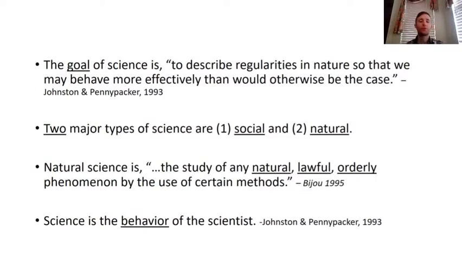So by now you should have inferred that in behavior analysis we don't study things like IQ, depression, personality, greed, the mind, things like that, because we are only interested in describing regularities in nature. That is, understanding observable physical events that occur in the natural world. And we do that not only because it's important to understand how behavior works, but also if we can describe regularities in nature, then to behave more effectively, what Johnson and Pennypacker 1993 mean is that we can develop technology that's useful for teaching and improving human behavior.